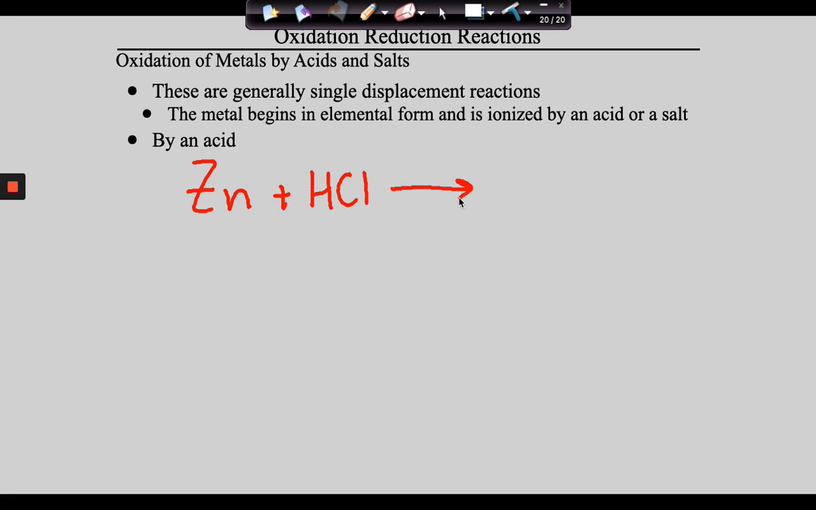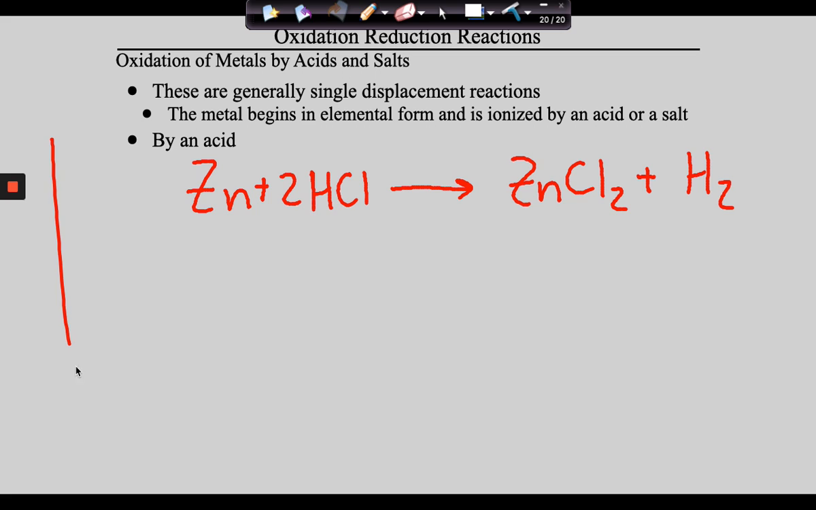The zinc hooks up with the chloride. That forms ZnCl2. Then the hydrogen is displaced, but it's diatomic, H2. Let me center it better. Then there is a 2 here. And I believe that balances. Is that right? Okay.